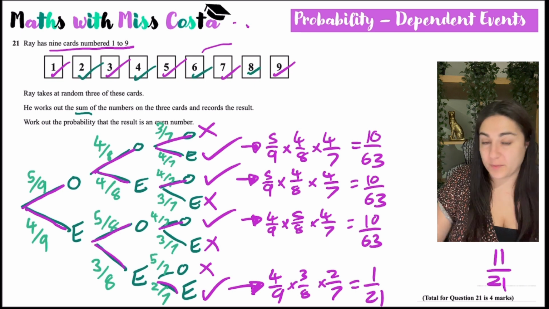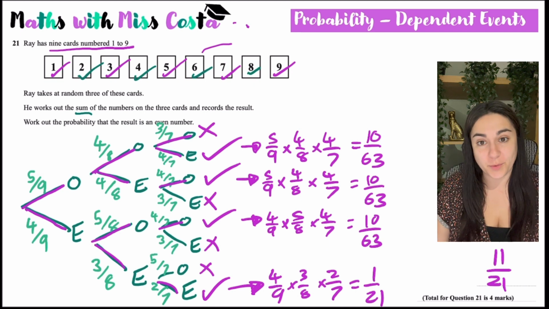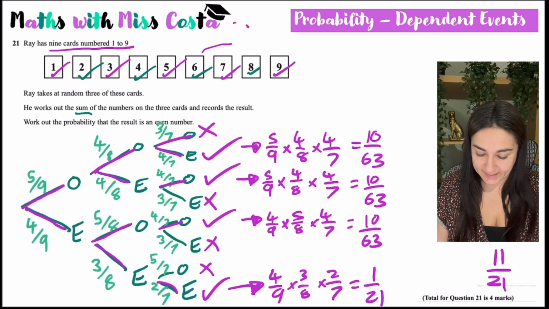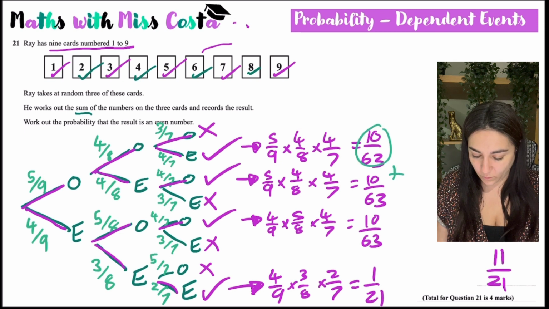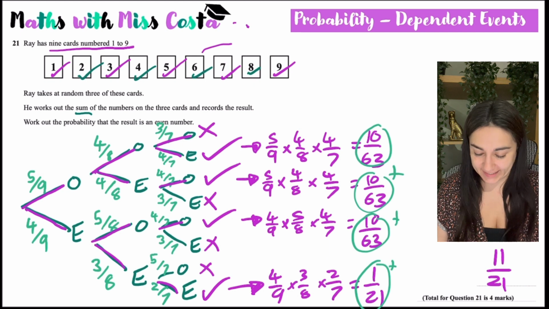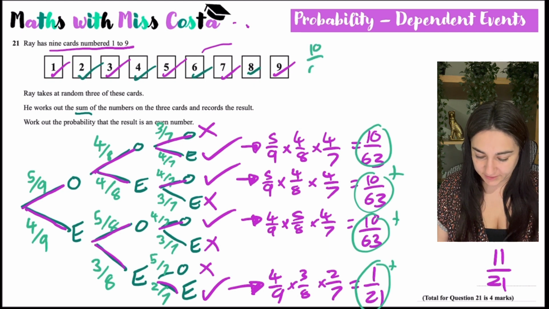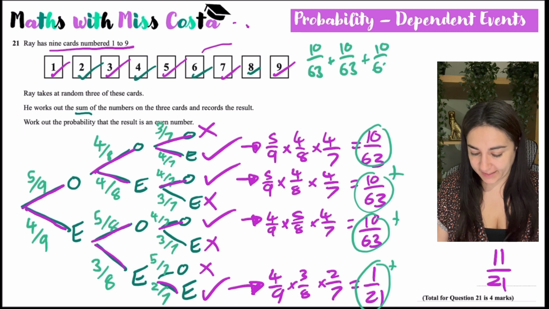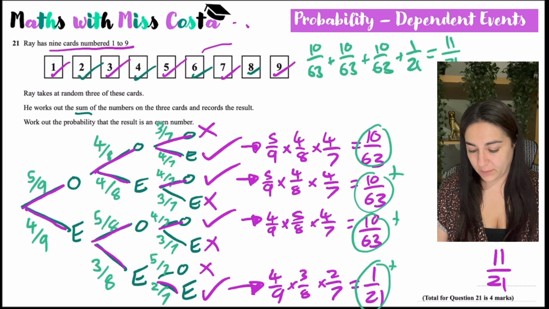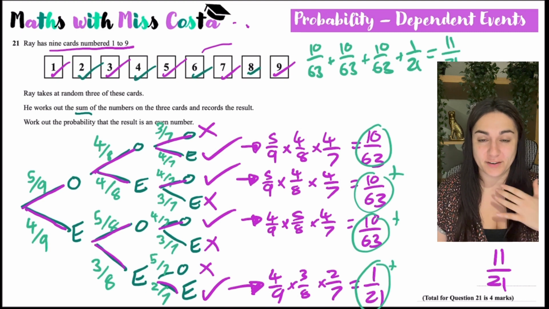So the key bit with the probability trees is you multiply to go along the branches, but once you've got your probabilities, it could either be this, or this, or this, or this. So you add your probabilities at the end. So what I've done is I just did 10/63 plus 10/63 plus 10/63 plus 1/21 to get me 11/21. And I did it on a calculator, so it simplified it for me.